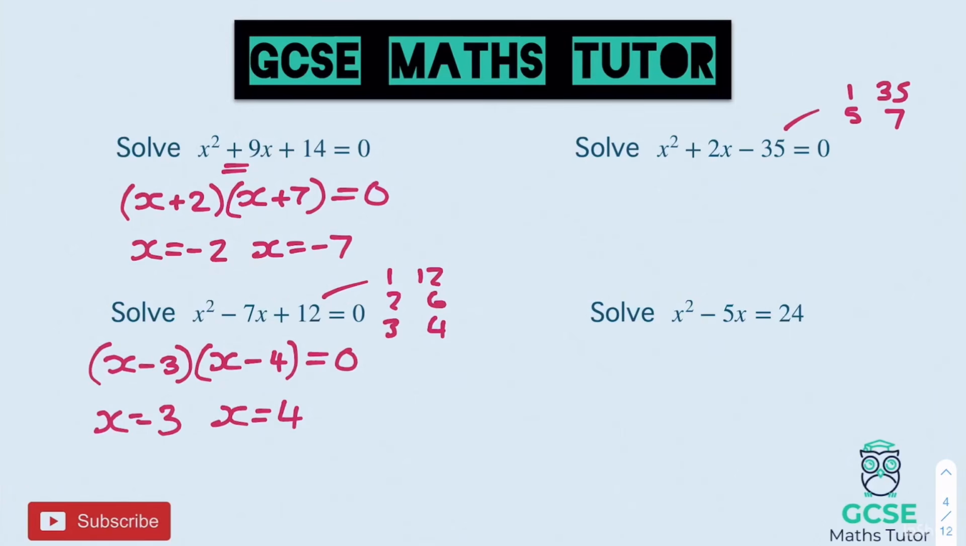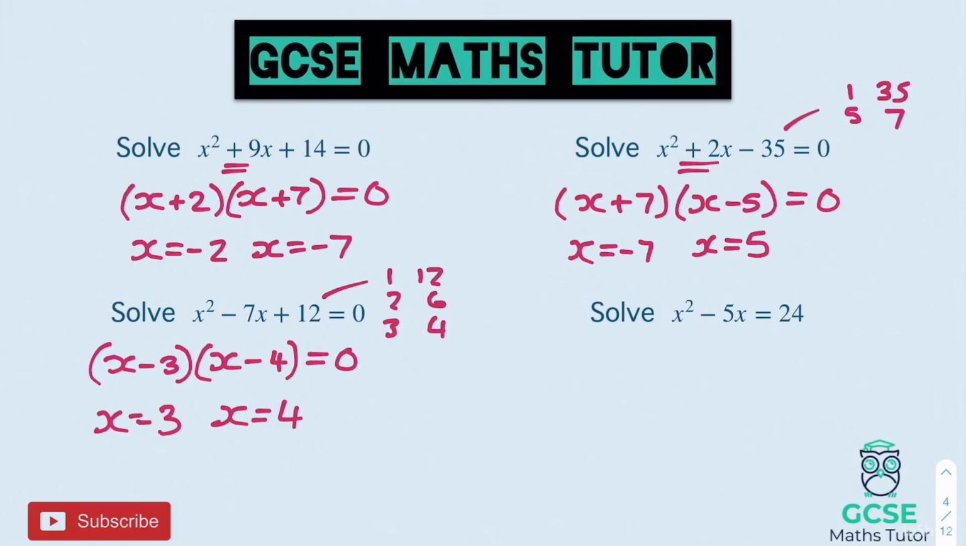And we've got plus 2 in the middle there. So we're going to want positive 7, take away 5. So x plus 7 in one bracket and x minus 5 in the other. And then flipping the signs there, we'll get x is equal to negative 7 and x is equal to positive 5.